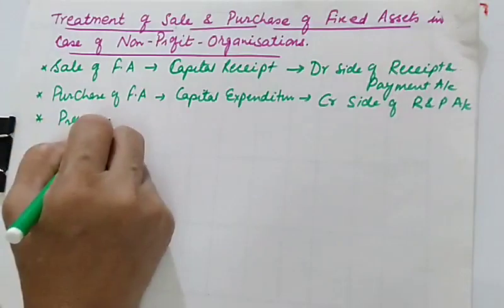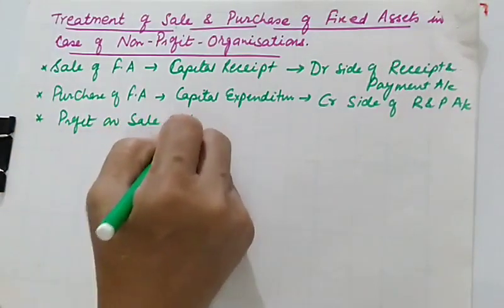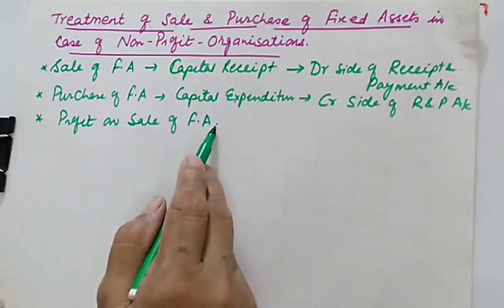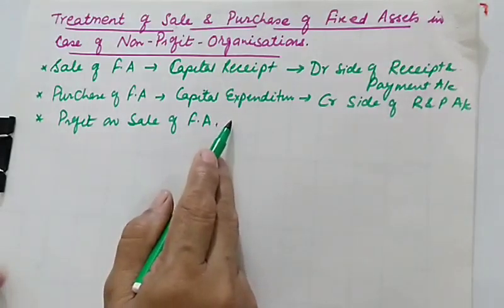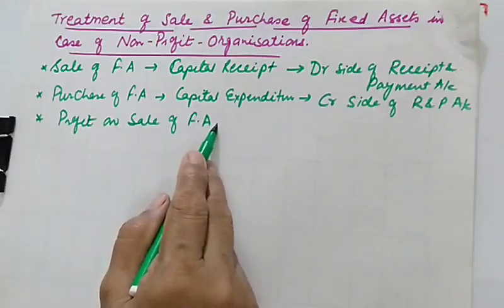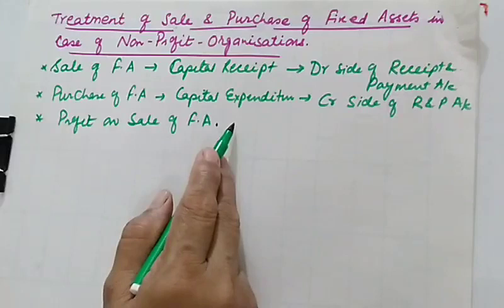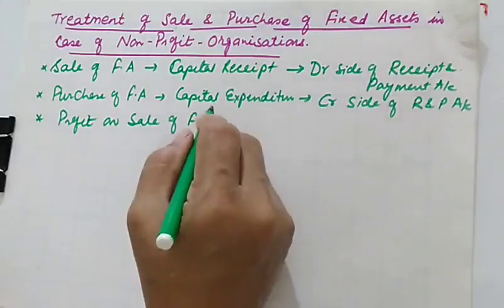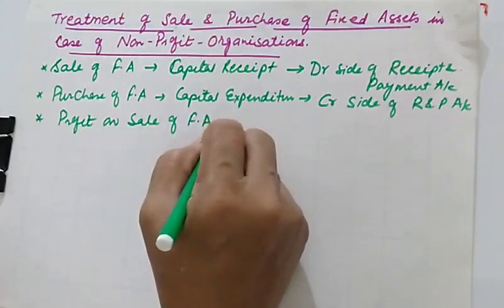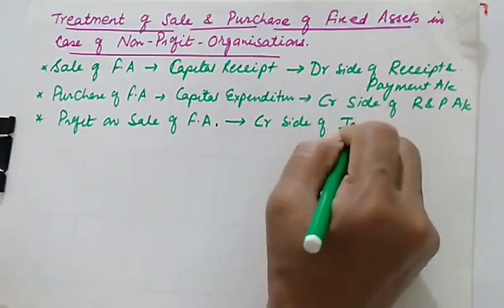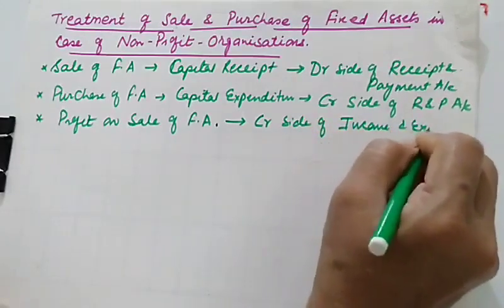Profit on sale of fixed asset. This is also non-recurring activity because this activity will not be done frequently. Like for example, non-profit organizations like hospitals, they are not going to sell their equipments every year. They will be selling their equipments very rarely, maybe after 4 years or 5 years when they become obsolete. And same is the case with furniture. So this is a non-recurring activity. So whatever profit will be there, it will be recorded on the credit side of income and expenditure account.